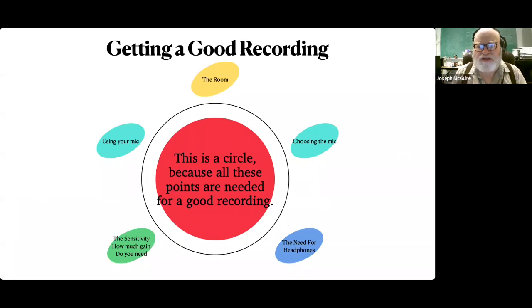So, getting a good recording. This is going very fast, gang. This is a circle because all these points are needed for a good recording. You need a good room. You need to choose a good mic. You need to know how to use your mic. You need to know about sensitivity and how much gain you need. You need to use headphones. So we'll start with going over each one.